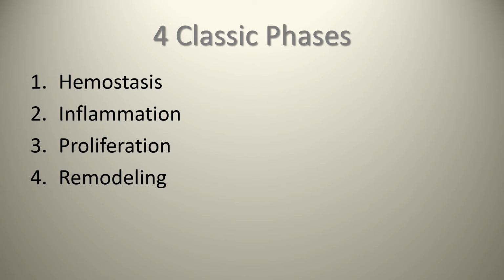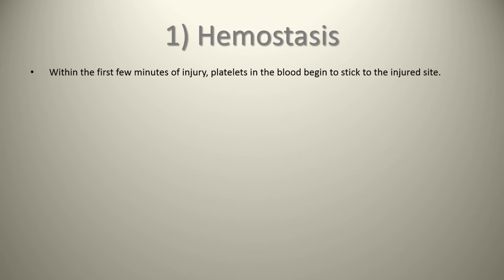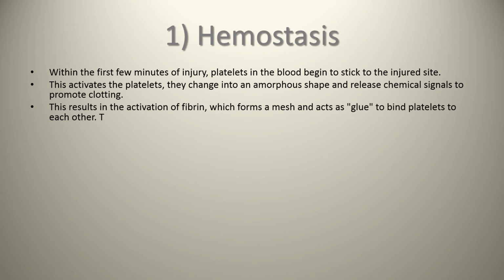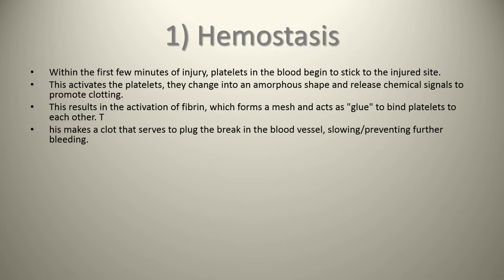Within the first few minutes of injury, platelets in the blood begin to stick to the injured site. This activates the platelets as they change into an amorphous shape and release chemical signals to promote clotting. This results in the activation of fibrin, which forms a mesh and acts as a glue to bind platelets to each other. This makes a clot that serves to plug the break in the blood vessel, slowing or preventing further bleeding.